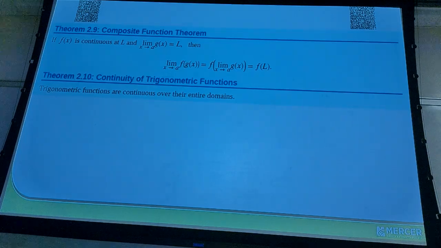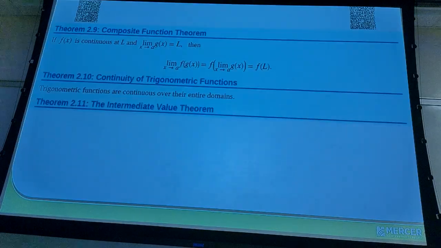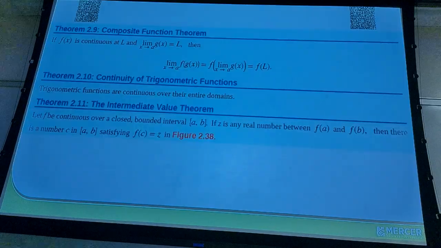This is also a pretty important theorem. In general, any theorem that actually has a name is very important. So, composite function theorem. Intermediate value theorem. Let f be continuous over a closed bounded interval a to b. If z is any number between f of a and f of b, then there is a number c in that interval such that f of c is equal to z.